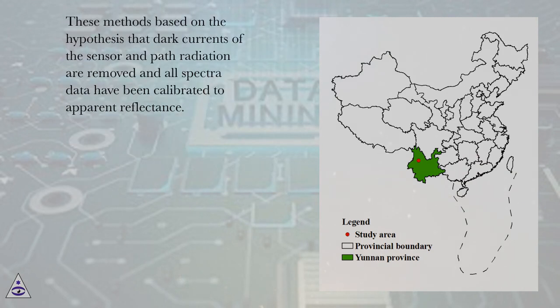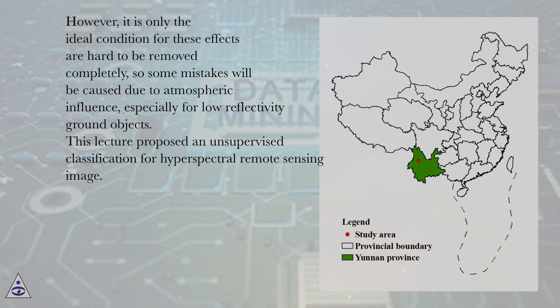These methods are based on the hypothesis that dark currents of the sensor and path radiation are removed and all spectral data have been calibrated to apparent reflectance. However, this is only the ideal condition, for these effects are hard to remove completely, so some mistakes will be caused by atmospheric influence, especially for low reflectivity ground objects.